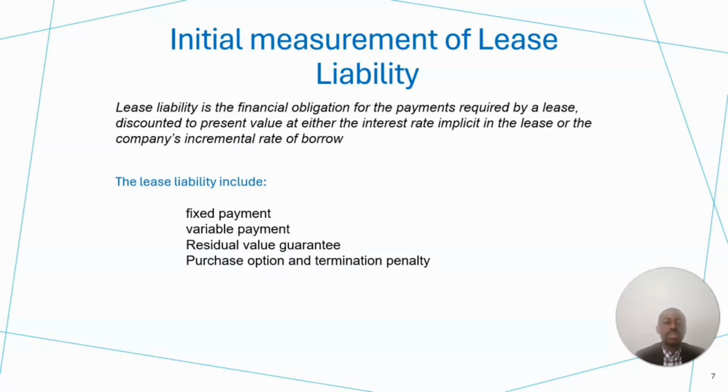Also, the purchase option. If there is an option to purchase the asset, say after 4 years, instead of you returning the asset or guaranteeing that the asset value will be a particular amount, there's a purchase option that at the end of the 4th year, you will purchase the asset for XYZ amount. That amount forms part of the initial liability.